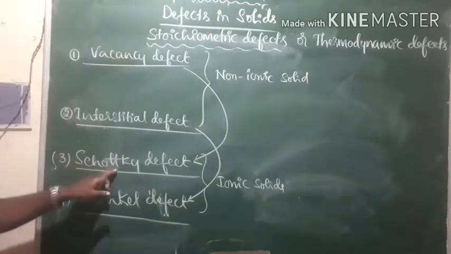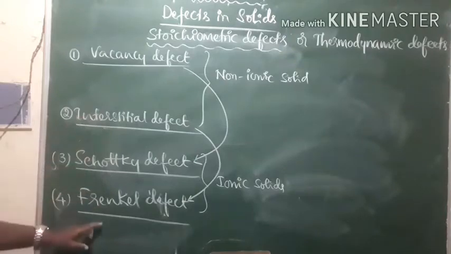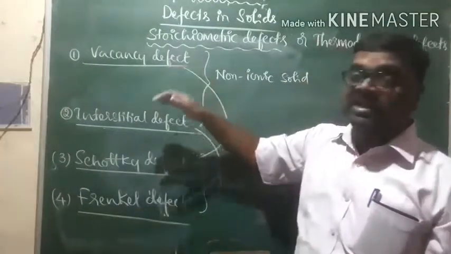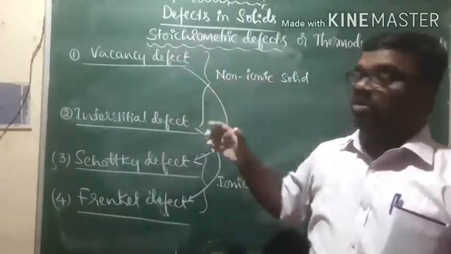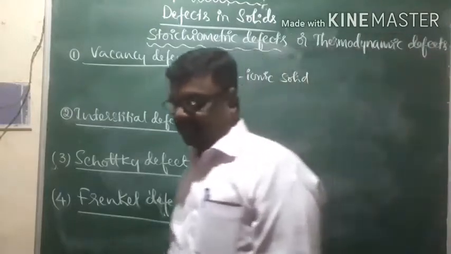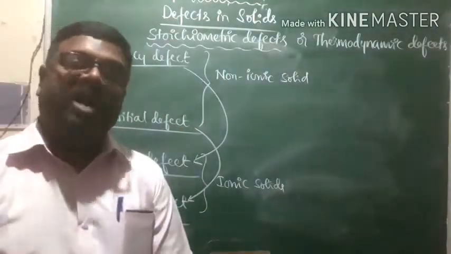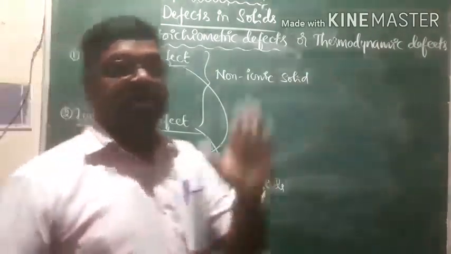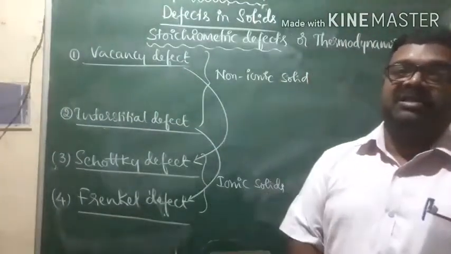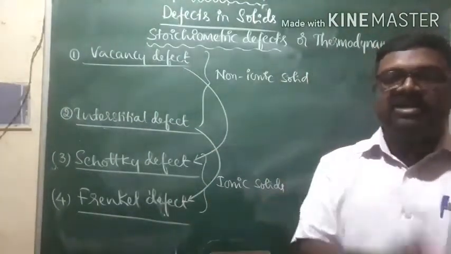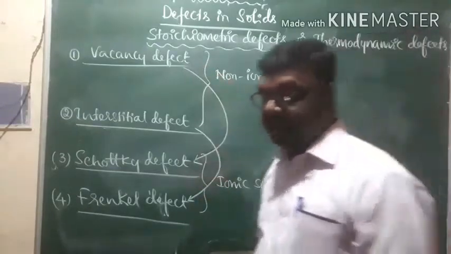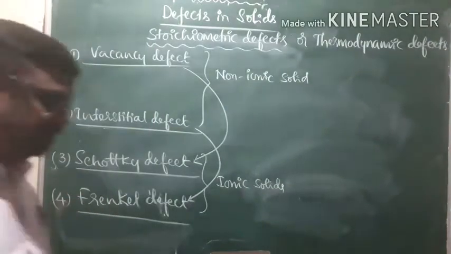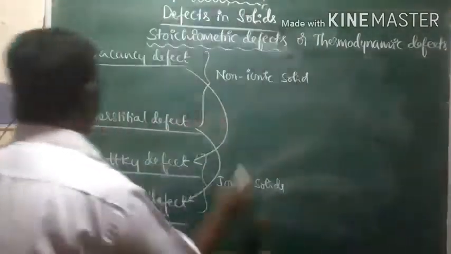Vacancy defect and Schottky defect are one and the same. Interstitial defect and Frenkel defect are the same, but the only difference is that vacancy defect and interstitial defect are observed only in non-ionic solids, where the constituent particles are not ions. Whereas Schottky defect and Frenkel defect are found in ionic solids, where constituent particles are cations and anions. That's the major difference, and we'll see them one by one. What about this vacancy defect?